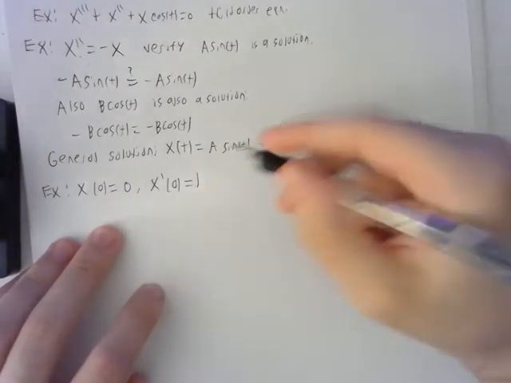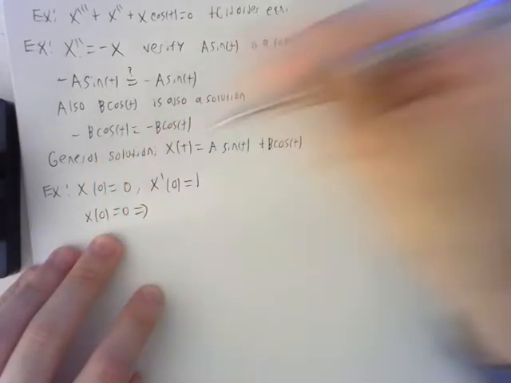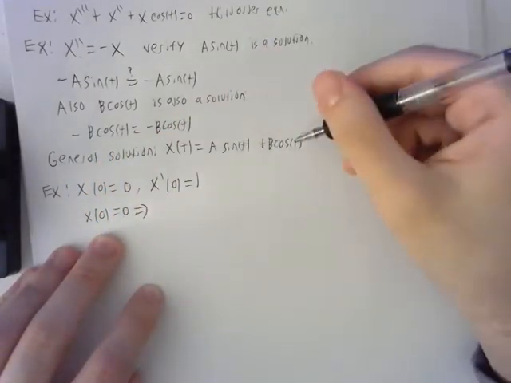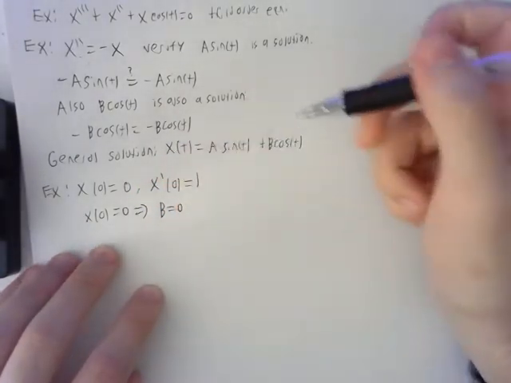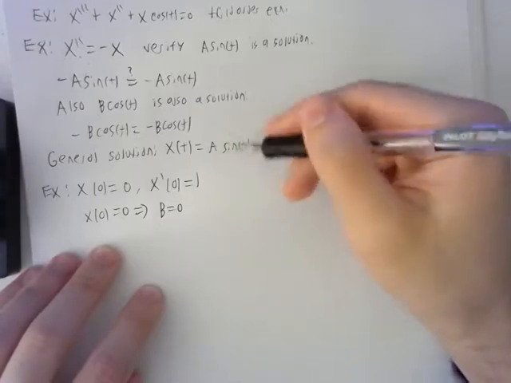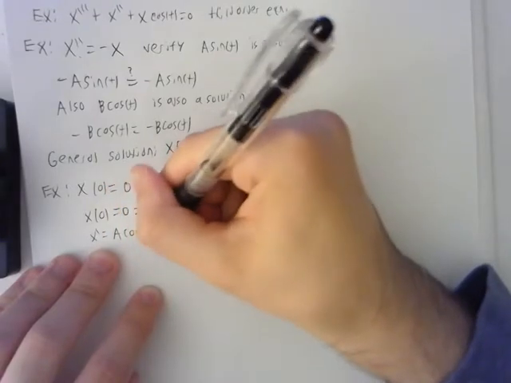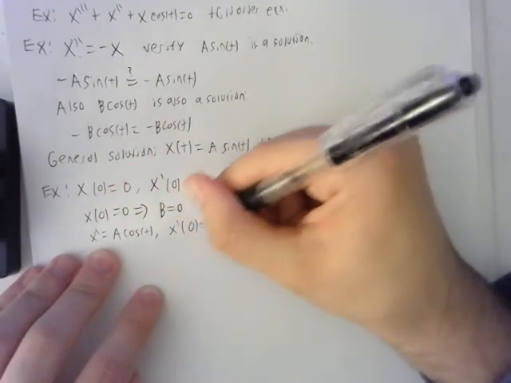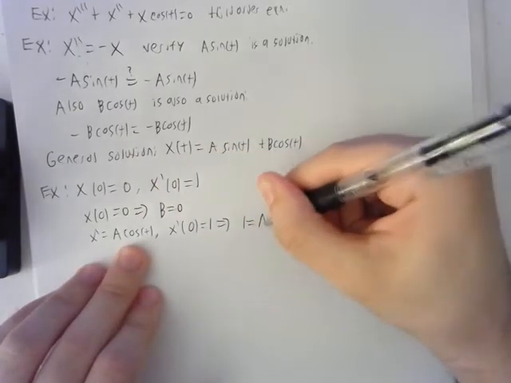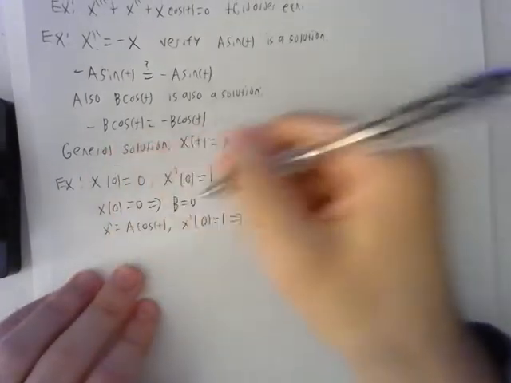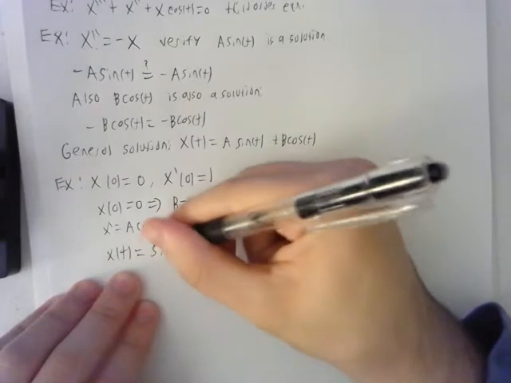So with this example, I would plug in 0, x of 0 equals 0. This implies that b is equal to 0. Then I can take the derivative of what's left, which is just a sine of t. So then I'd have x prime equals a cosine of t. And I know that x prime of 0 should be equal to 1. So if I plug in 0 here, I get that a is equal to 1. So my solution with these initial conditions would become x of t equals just sine of t.